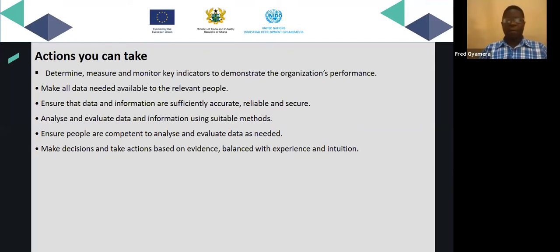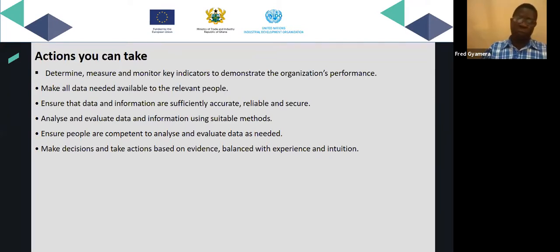So you are talking about data and information being sufficiently accurate and reliable. And also, they should be secure. That is how you secure or control your records. Data management controls, so that it will not leak. By the time you say Jack, it's all over the place. That will not help the company.